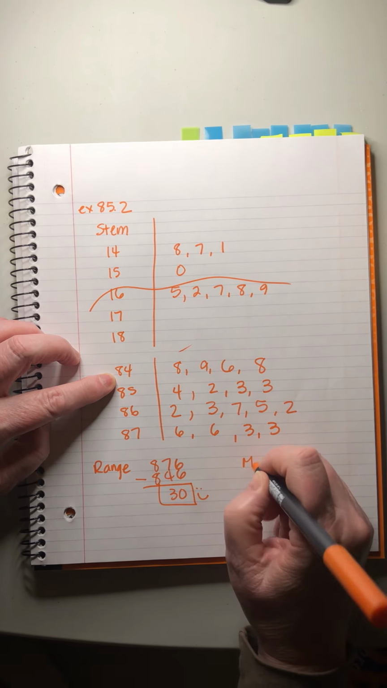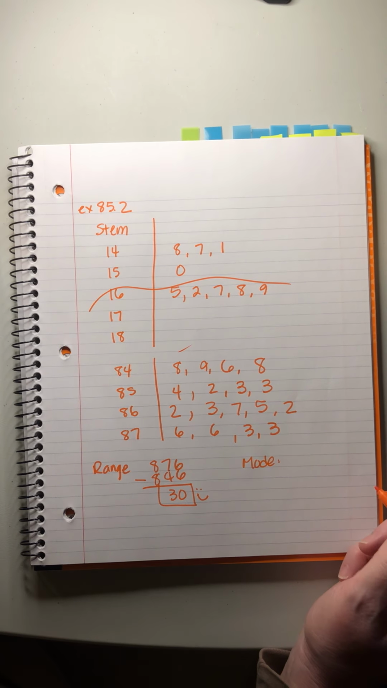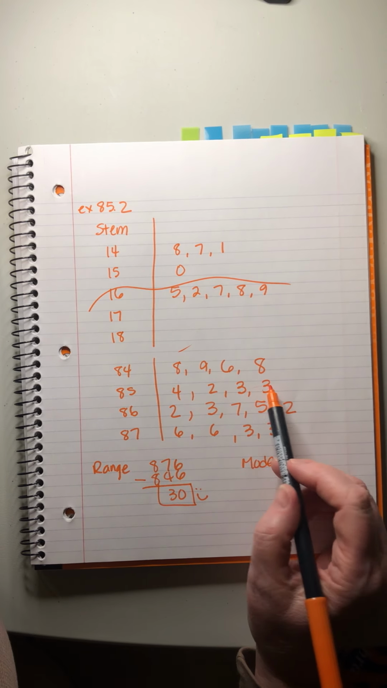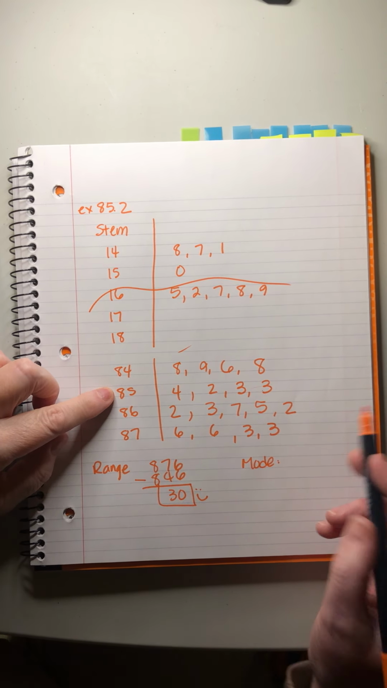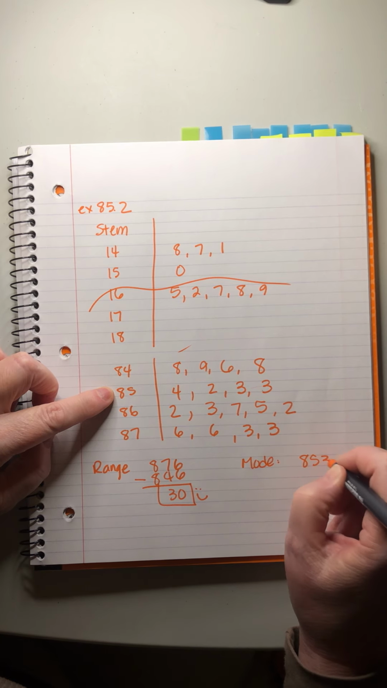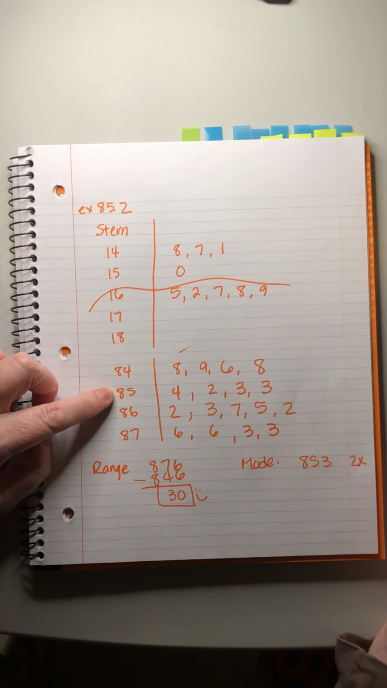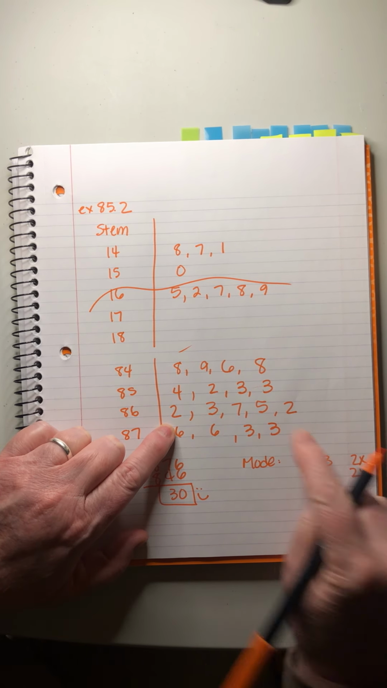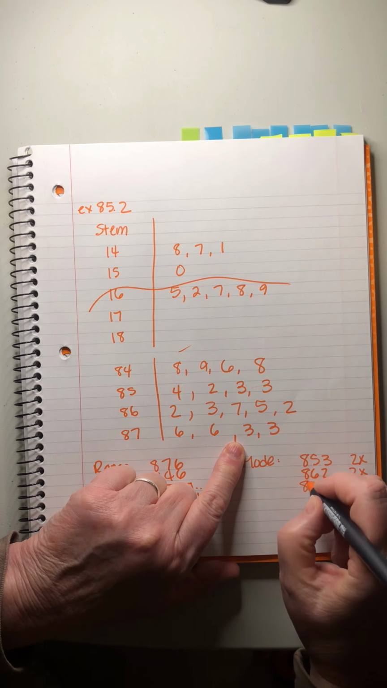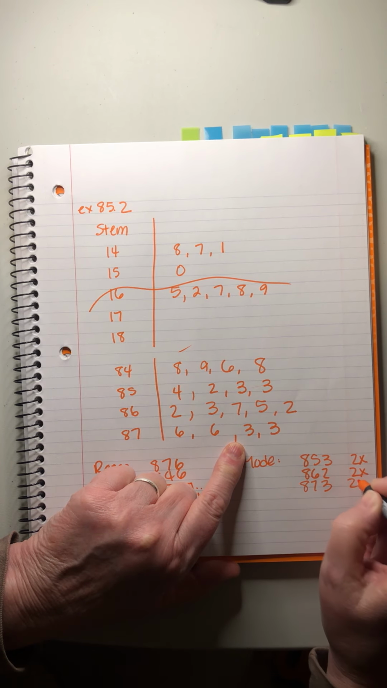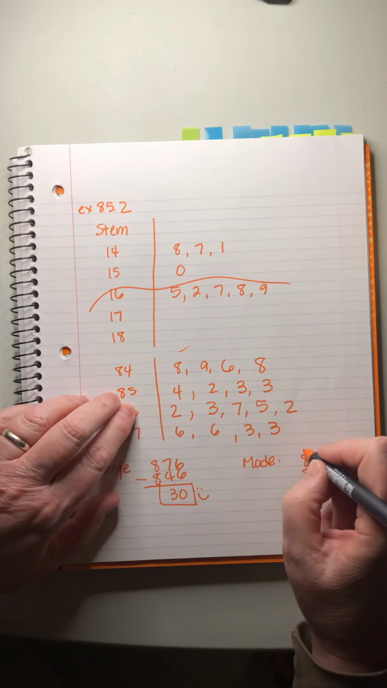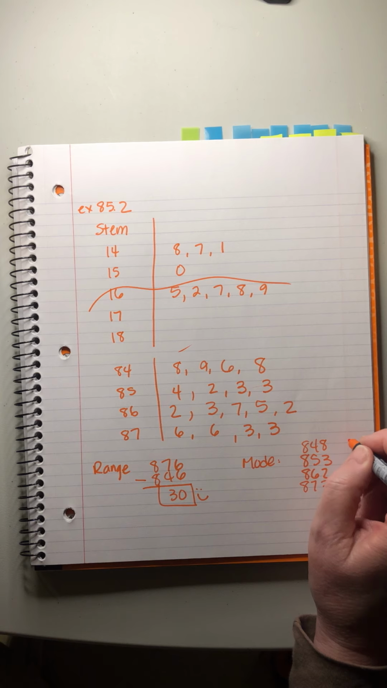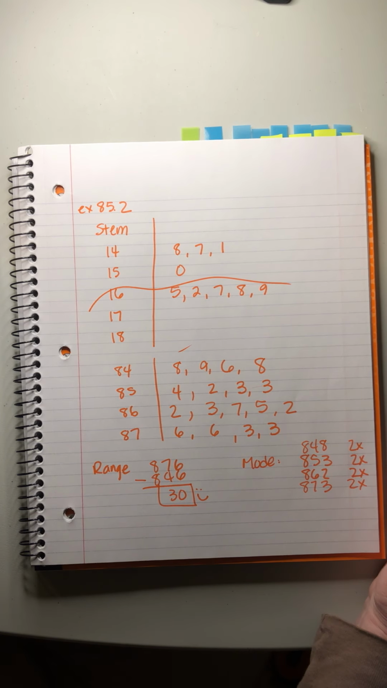The mode is the most popular answer. Well, let's see. There's a pair of 3s that represent 853. That we show 2 times. 862, we also have 2 times. And then 873, we have that 2 times. Oh, and we also have, look, I missed this one, 848. We have also 2 times.